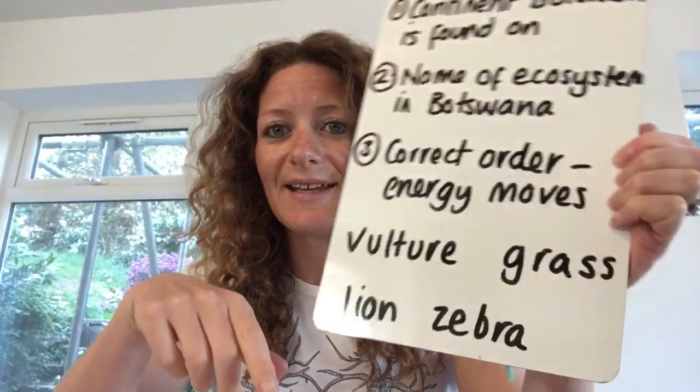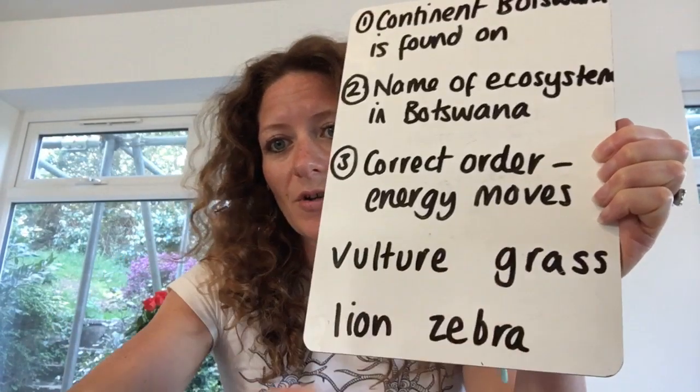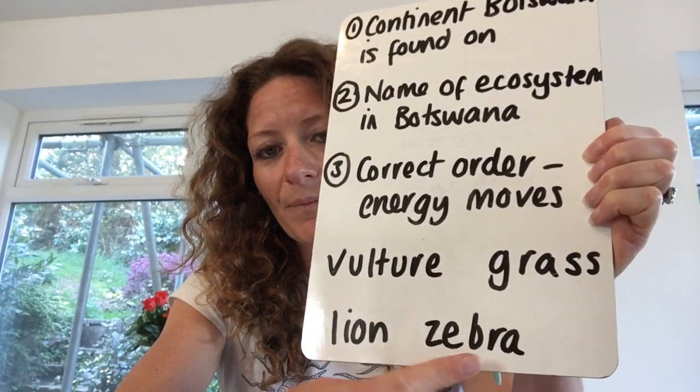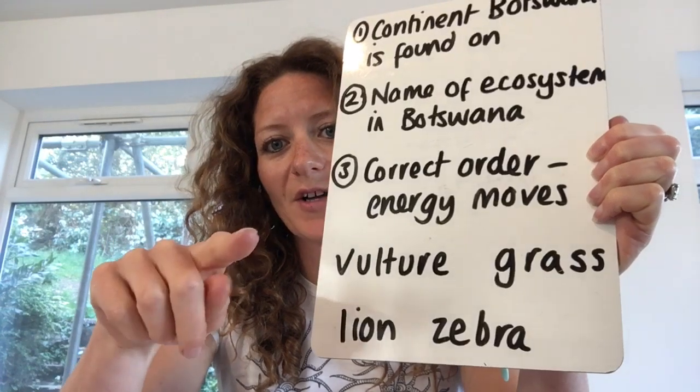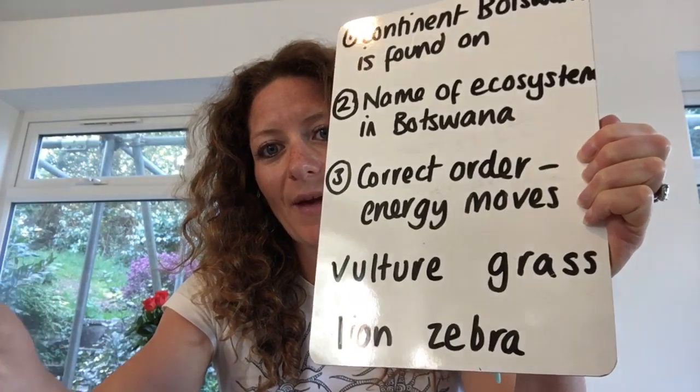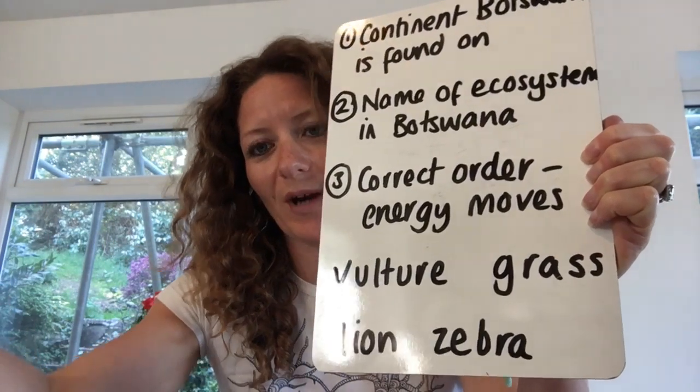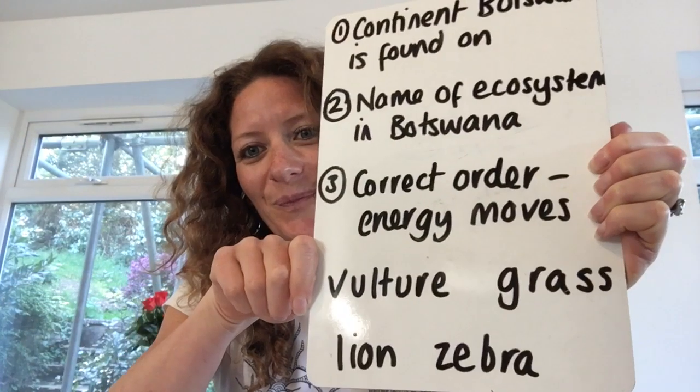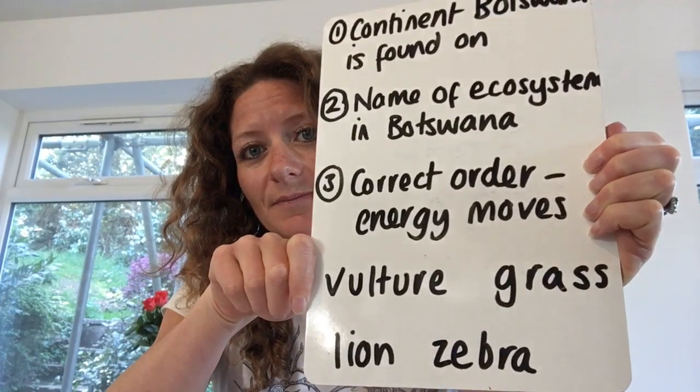So here's the list: vulture, grass, lion, zebra. Which of these went first and passed energy on? And then what came next and passed energy on? And what came after that and passed energy on? That's a tough question.